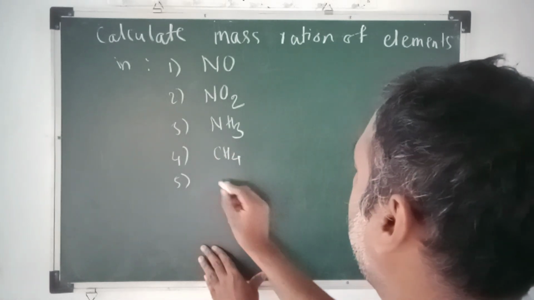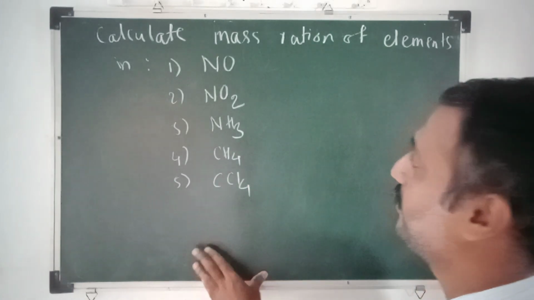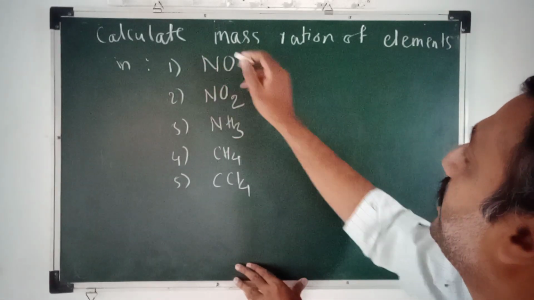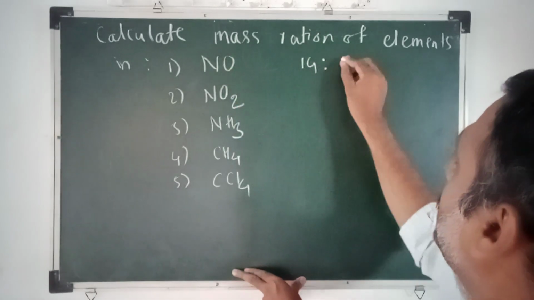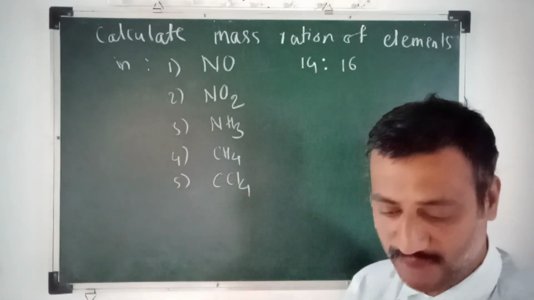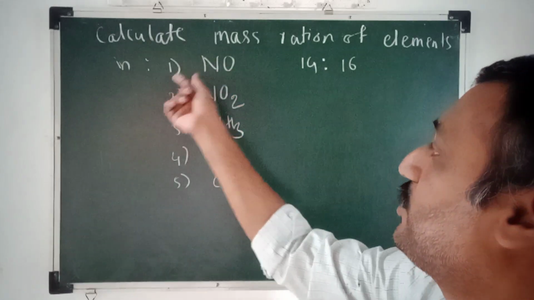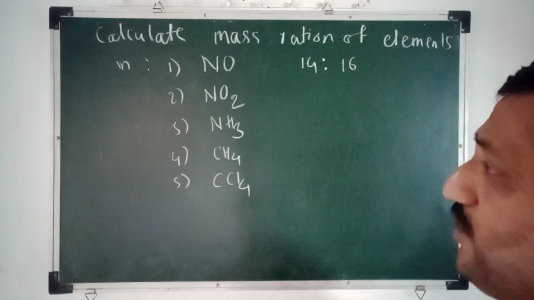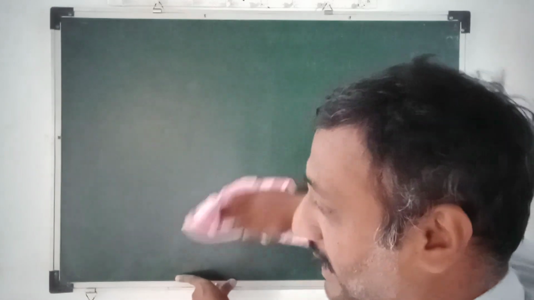CH4, and let's have CCl4. For example, nitrogen, atomic number 7 and atomic mass 14, and oxygen atomic mass is 16. So it's 14 to 16, that is 7 to 8, correct? In this way you try to determine the mass ratio. It means nitrogen monoxide always consists of nitrogen and oxygen, and by mass the ratio of nitrogen to oxygen is 7:8.